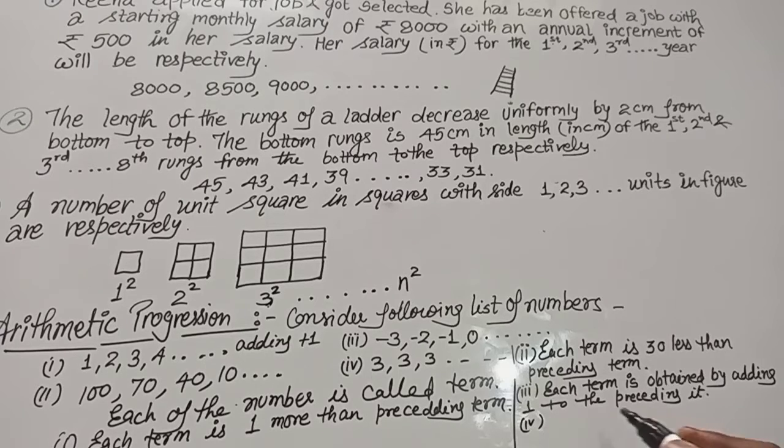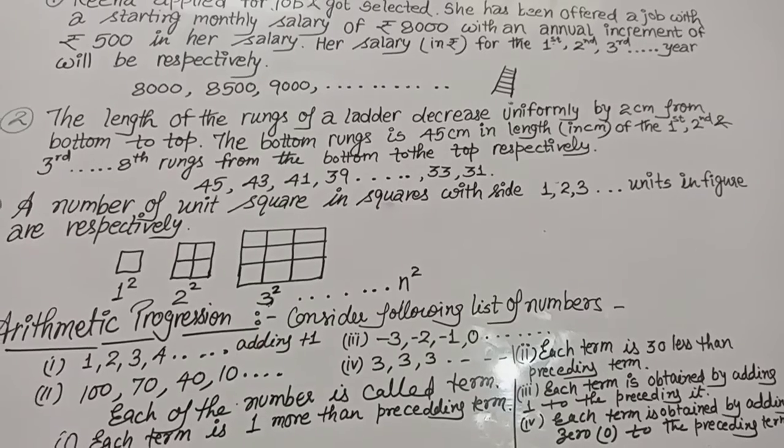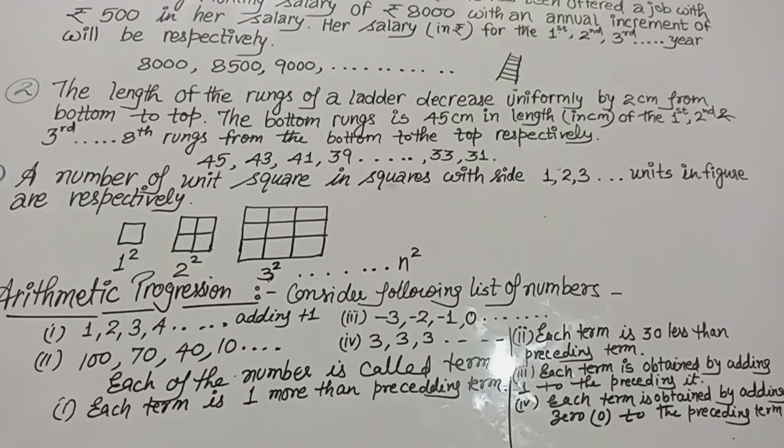The fourth one: each term is obtained by adding 0 to the preceding term. Okay, this is arithmetic progression.